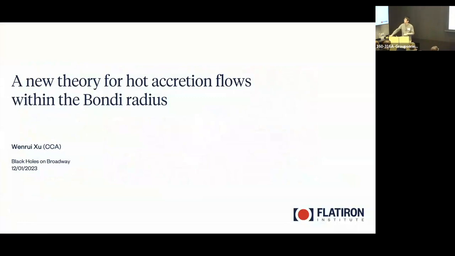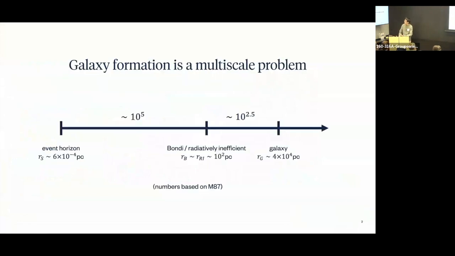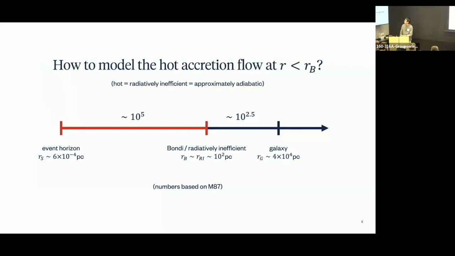So today I want to talk about a new theory for hot accretion flows within the Bondi radius. As we all know, galaxy formation is a multi-scale problem. We have many orders of magnitude between the event horizon all the way to galaxy scale and even all the way to cosmological scales. And for this talk, I want to focus on the smallest scales of this problem, which is when we have the hot accretion flow within the Bondi radius.